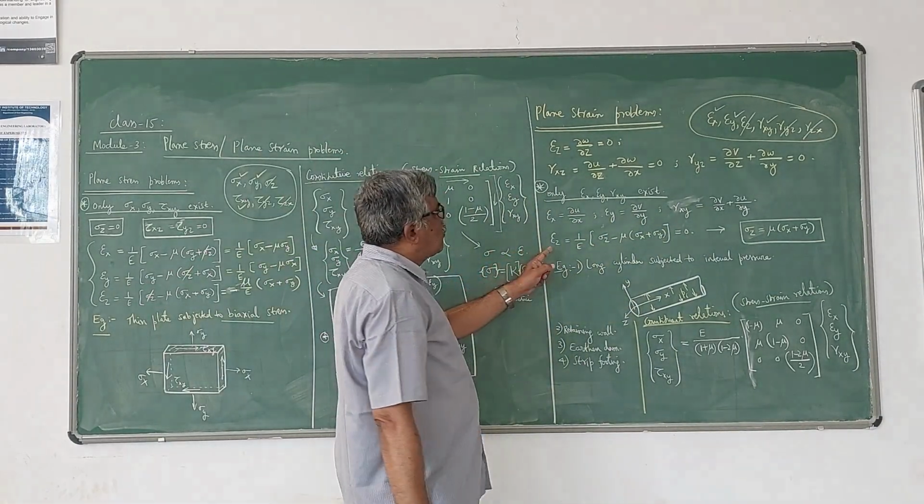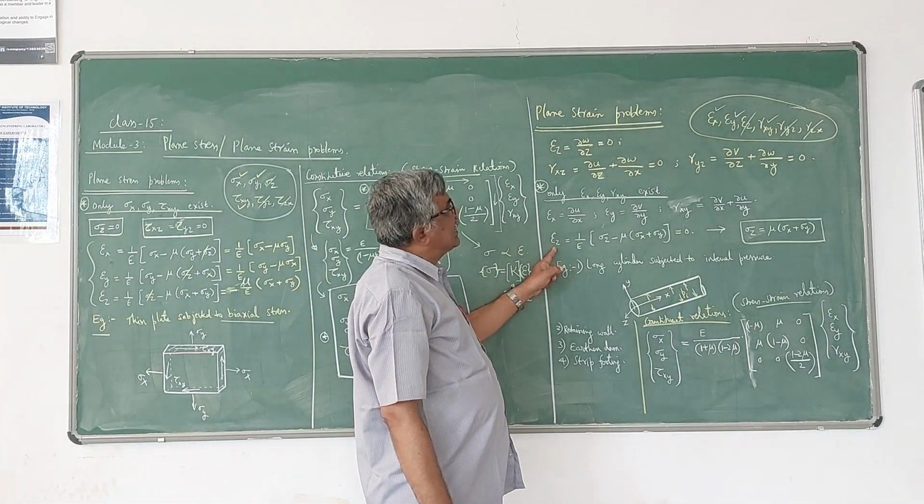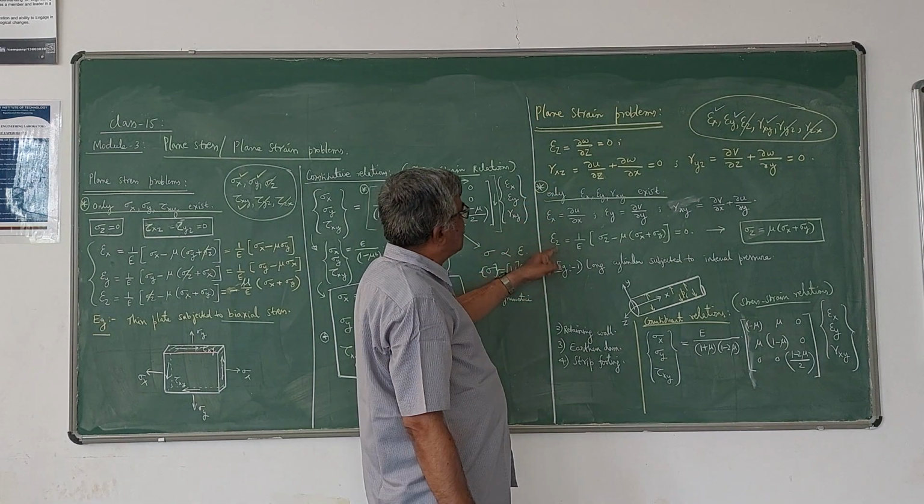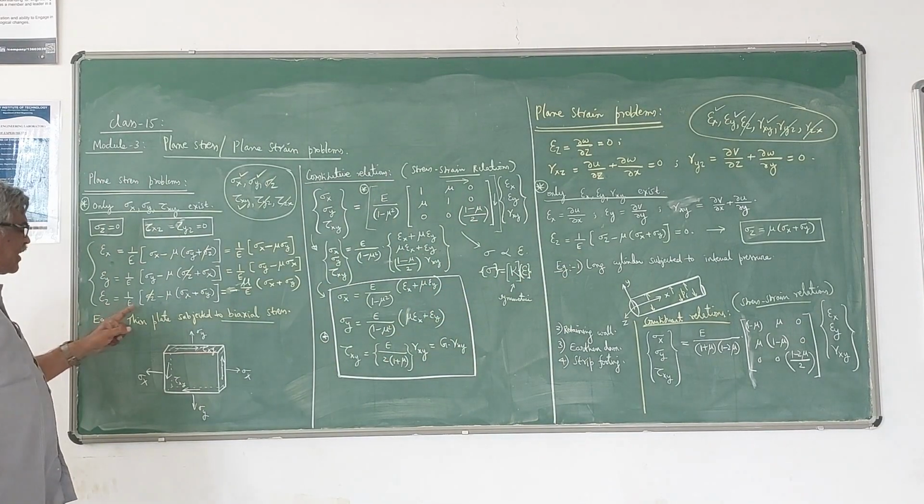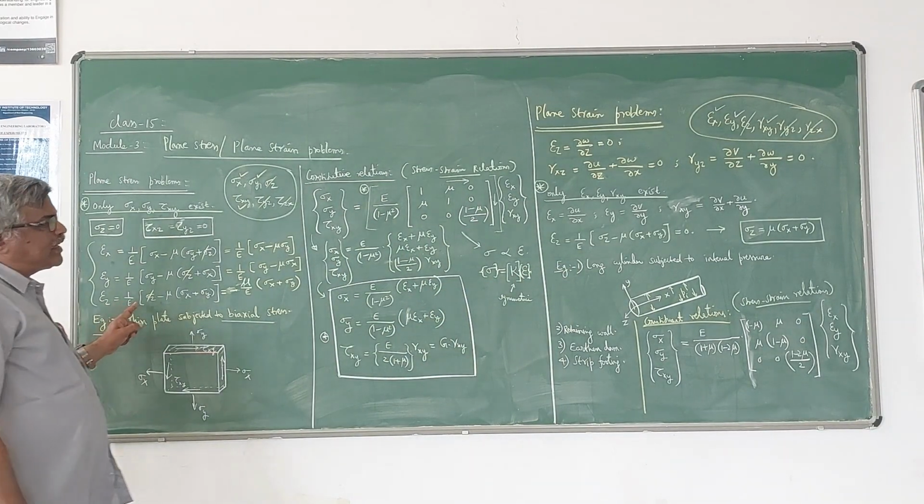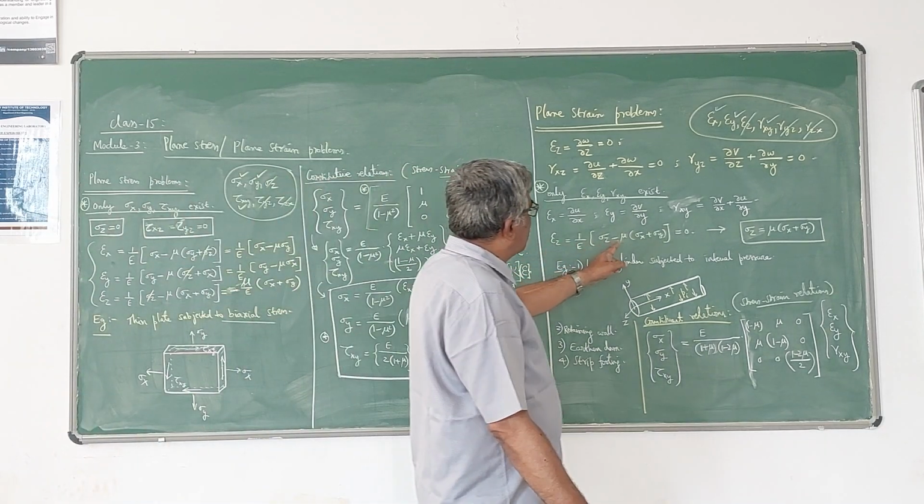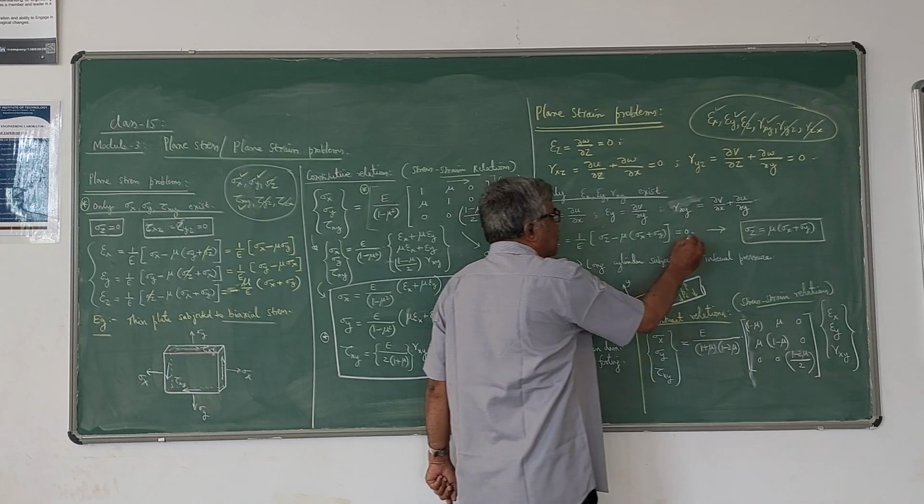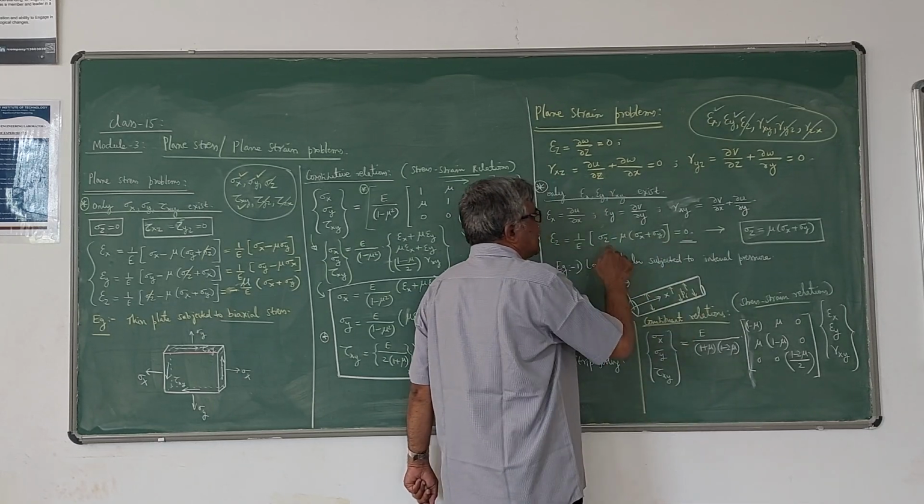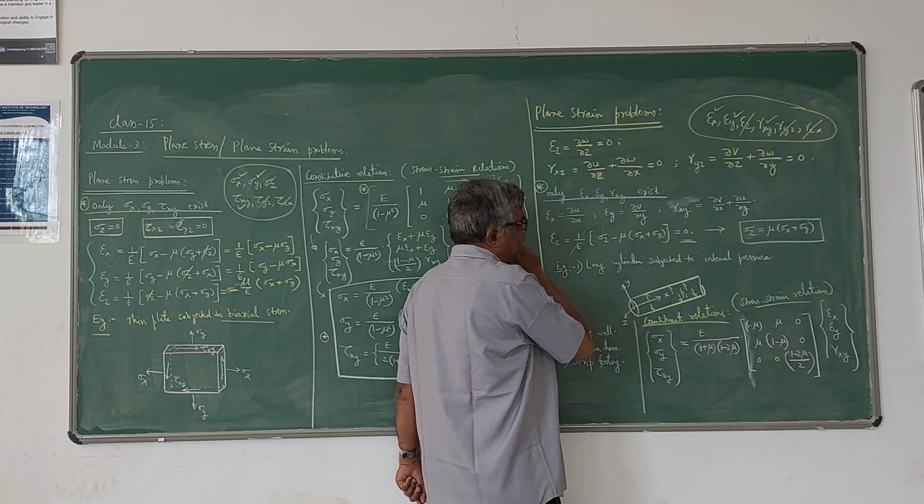Now, in this case, what happens with epsilon z? Let us see. Here epsilon z is 0. According to the generalized Hooke's law, which I have written here, epsilon z is 1 by E into sigma z minus mu times sigma x plus sigma y. So this will be 0 in the case of a plane strain problem. Since this is 0, this 1 by E cannot be 0.